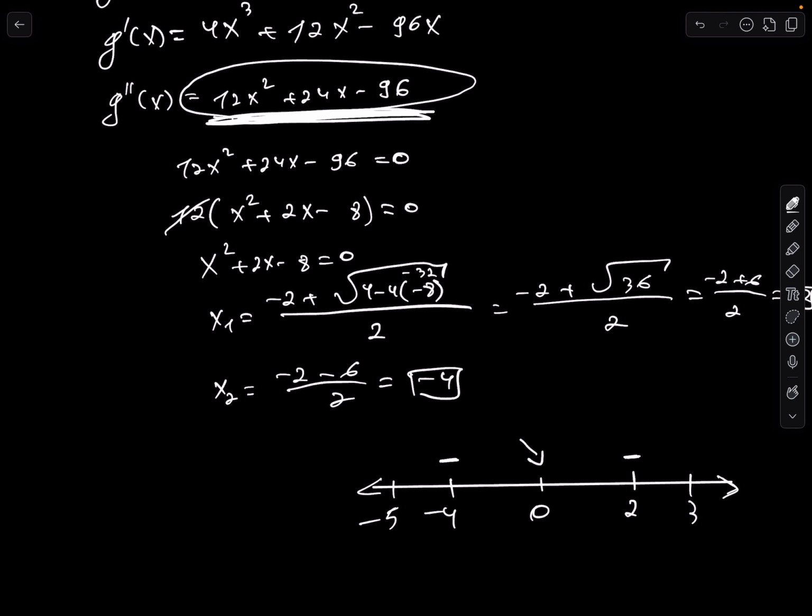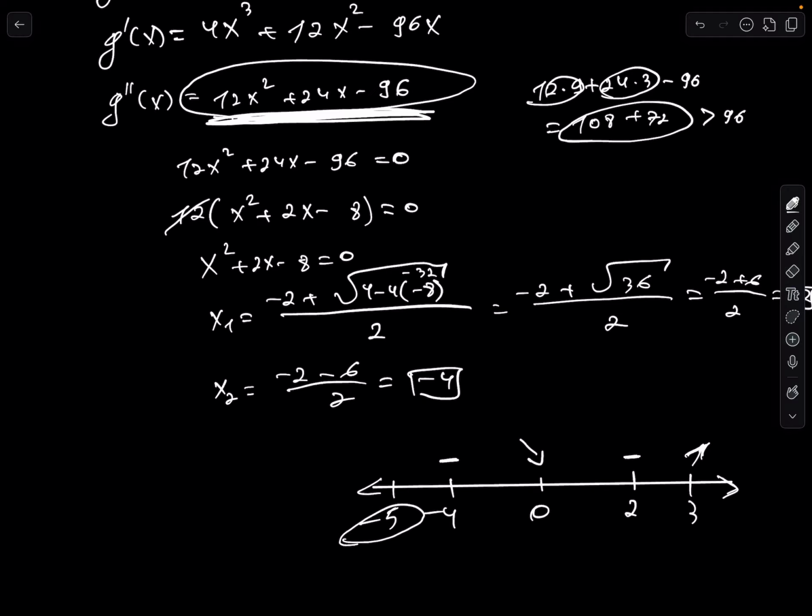Then if we apply 3, we're going to have 12 times 9 plus 24 times 3 minus 96. This is 108. This is 72. Well, for sure, the sum of these two numbers is surely going to be greater than 96. So this is going to be positive, because the derivative is positive. That's why the function is increasing.